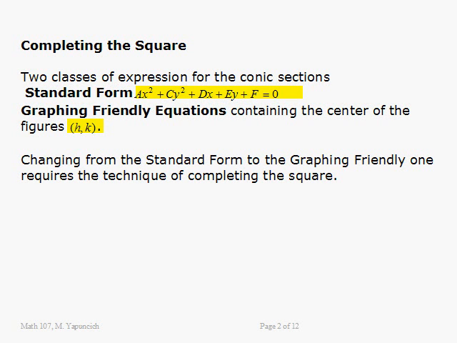From the results above, we could pick out from the standard form, depending on the values of A and C, we can decide that this is an equation for an ellipse, a hyperbola, a parabola, or what did I miss? Circle. Okay, we can decide it's that, but we don't know where the center is, we don't know the radius, we don't know the major minor axes, we don't know anything about it. But we can move from the standard form to the graphing friendly form and find out all that information by completing the square.